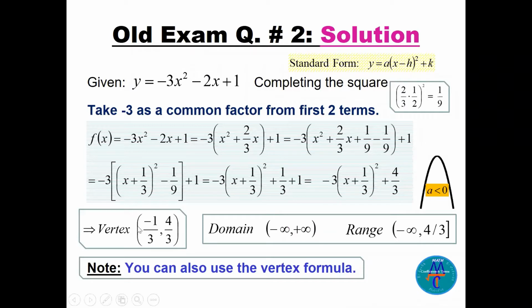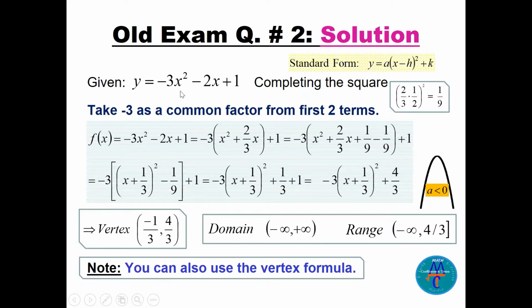To use the formula, I will read the last line here. You can use also the vertex formula. You can see that in lecture number 37. Let me use completing the square here. This is what we need here. This is the standard form, y equals a(x minus h) squared plus k.